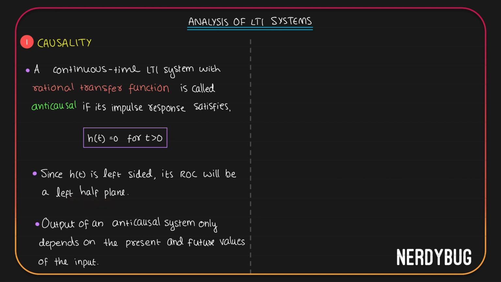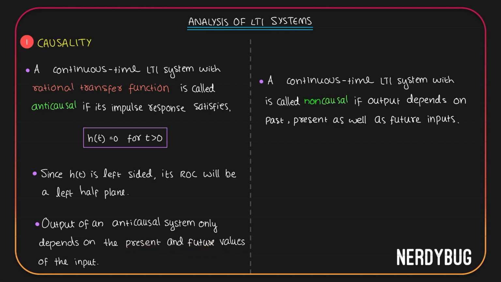Also, we can say that an LTI system is called anti-causal if its output only depends on the present and future values of the input. It is exactly the opposite of a causal system. Now, assume there is a continuous time LTI system whose output depends on the past, present, and future inputs, then we can call it a non-causal system.